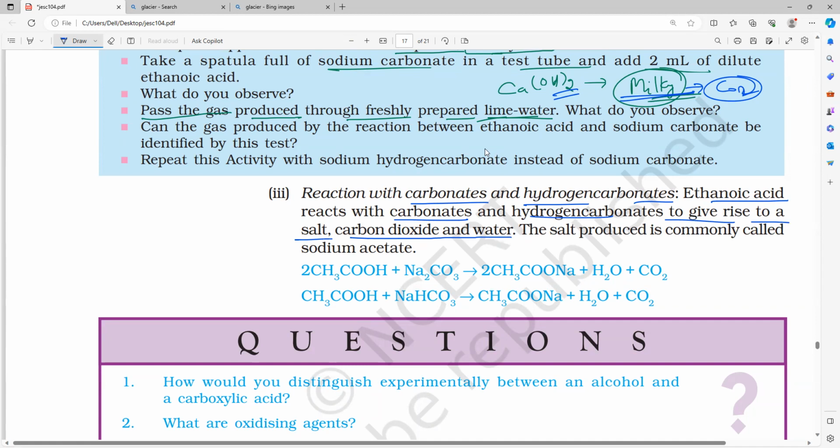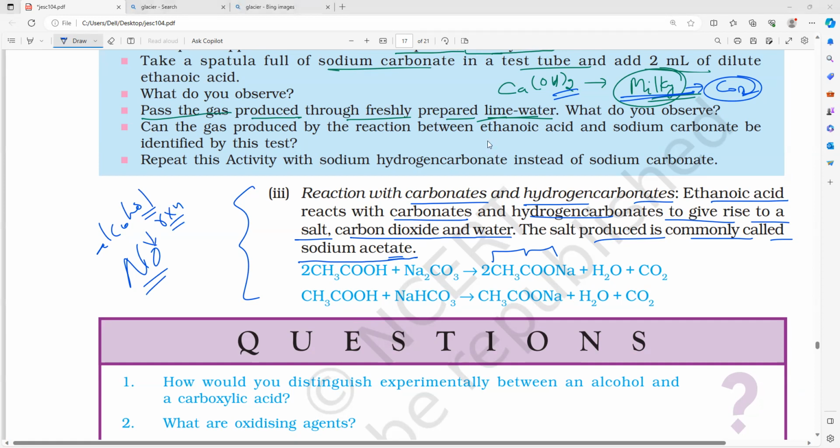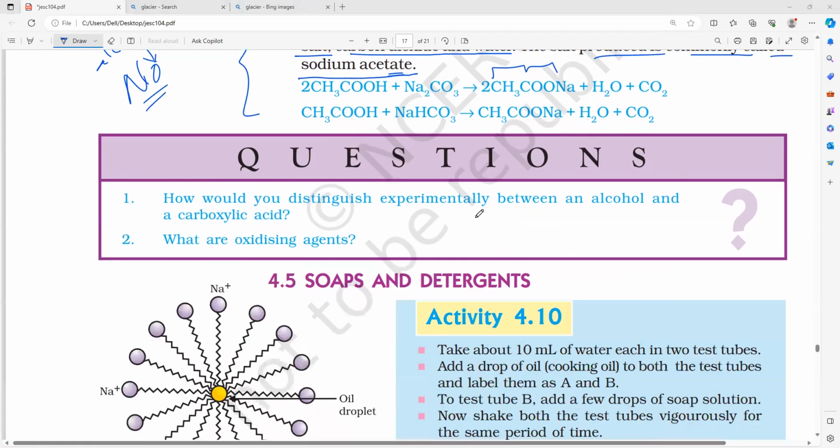Most important one. And the salt produced is commonly called what? Sodium acetate, or we can say sodium ethanoate. Both are the same. But will alcohol react with sodium carbonate and sodium bicarbonate? No. There is no reaction with alcohol. Only ethanoic acid or carboxylic acids will react. That is why this test is used for identifying carboxylic acid. So please note it. So this is what it is about.